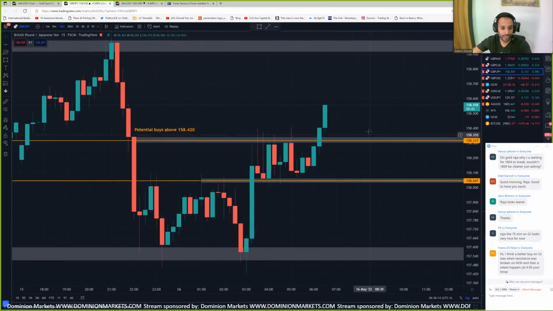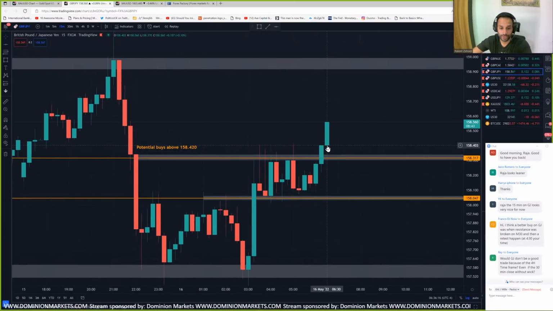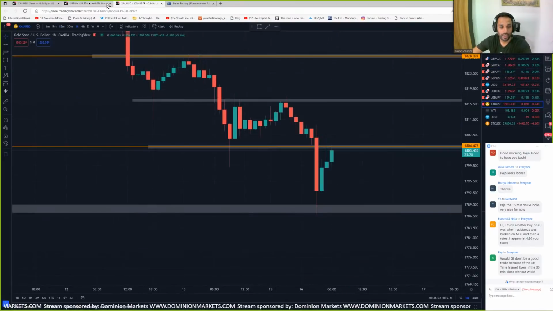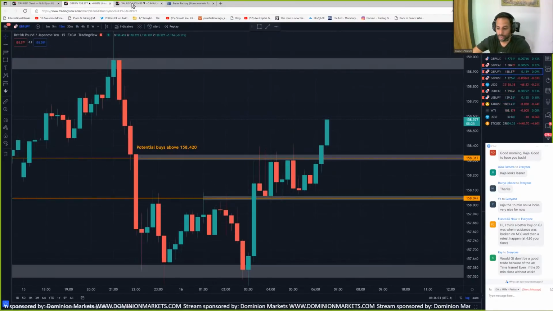15-minute on GJ looks good. Yeah, I just wanted it to do a little bit more retracement before I would have taken a buy on GJ, but I'm okay with sitting out this trade. No FOMO, no nothing, because we have the rest of the month left, the rest of the week left, the rest of the session left, so I'm just gonna relax and chill out.